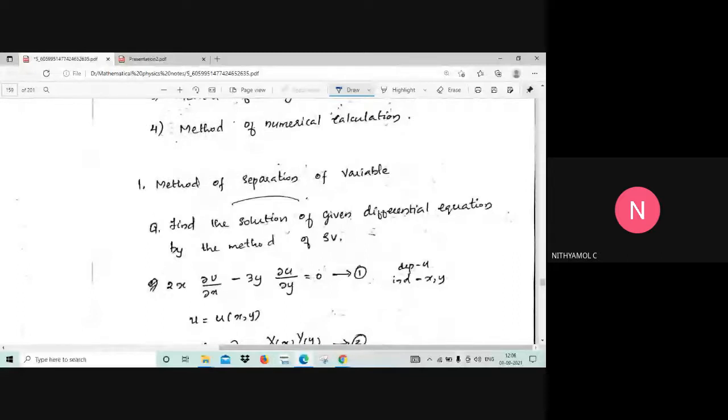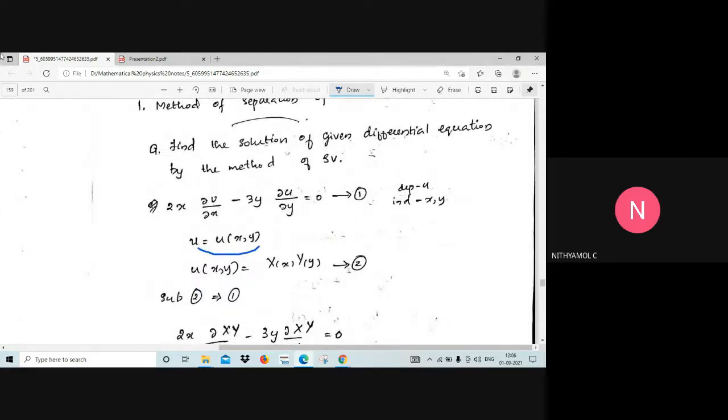Here is the question: find the solution of a given differential equation by the method of separation of variables. The differential equation is 2x into dou u by dou x minus 3y into dou u by dou y is equal to 0. Here u is the dependent variable and x and y are the two independent variables. So this can be written as u is equal to u of x,y.